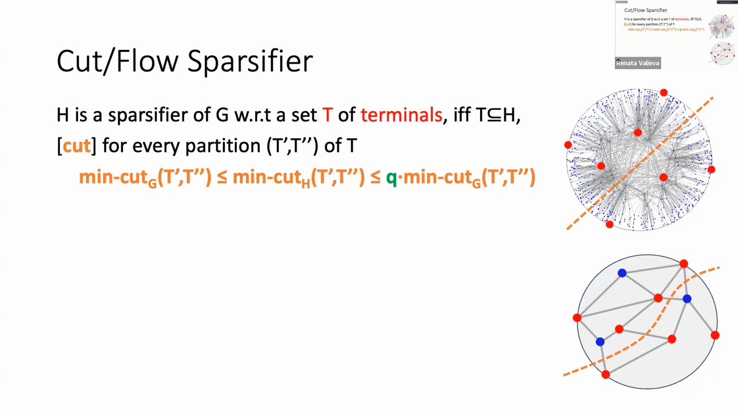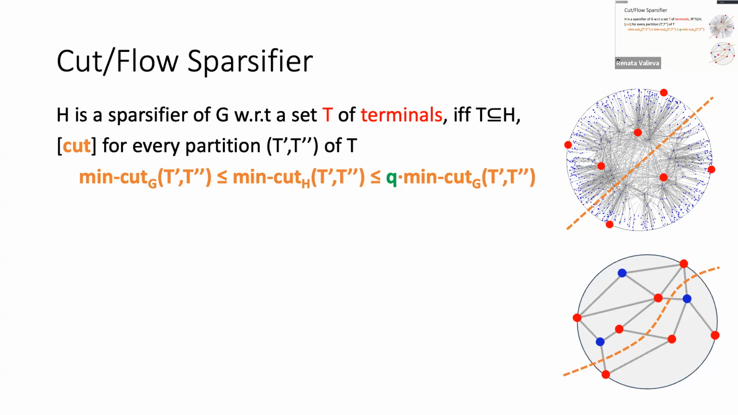If and only if, for every partition of the terminals into two subsets, the min cut separating them in the original graph G is about the same as the min cut separating them in the new graph H. For every partition. About the same, by that I mean within a factor q. Ideally, q is one, exactly preserved, but we allow some distortion. It can be larger than one, even a small polynomial, a small function depending on k.